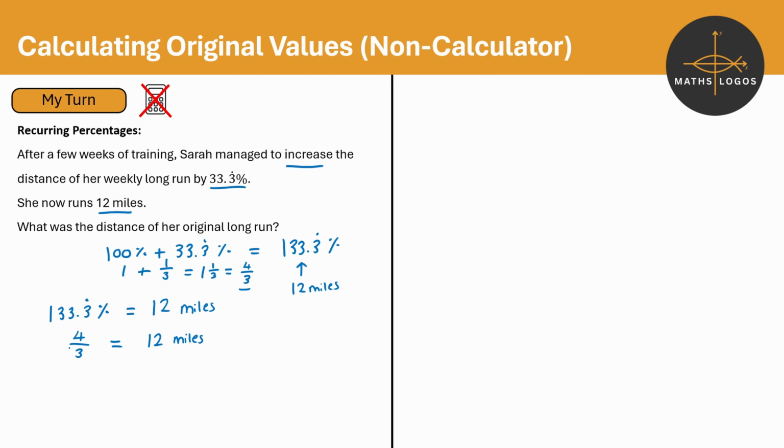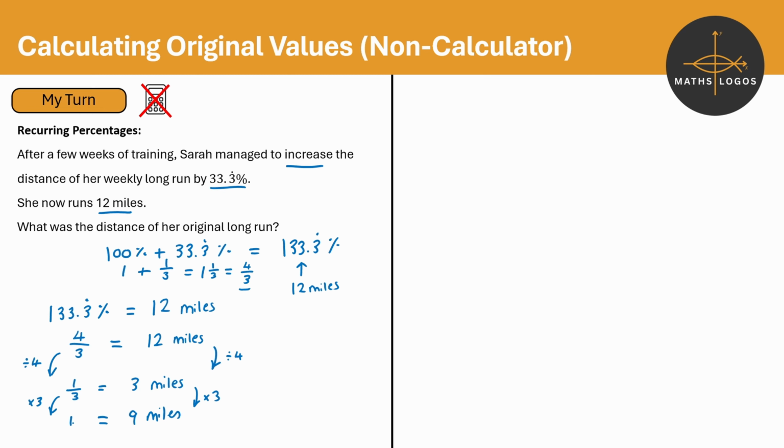And if I have 4/3, I want to scale to 3/3 or 1. But let's get 1/3 first. So I know 4/3. If I divide 4/3 by 4, I get 1/3. Let me divide my 12 miles by 4. 12 divided by 4 is 3. So 1/3 of her original long run is equal to 3 miles. Multiply 1/3 by 3 to take you to 1 whole. That's going to be equal to 9 miles if I multiply the 3 by 3.